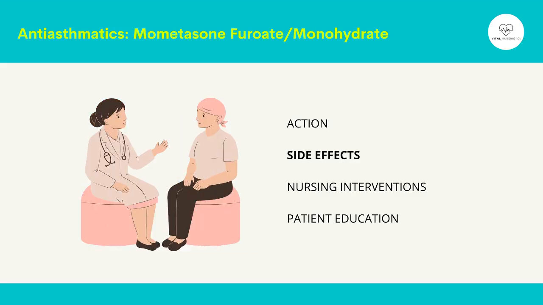With the central nervous system, side effects are headache, depression, fatigue, insomnia, and pain. ENT side effects are allergic rhinitis and pharyngitis. Gastrointestinal side effects are dyspepsia, flatulence, nausea, oral candidiasis, and vomiting. Respiratory side effects are upper respiratory tract infection and respiratory disorder.